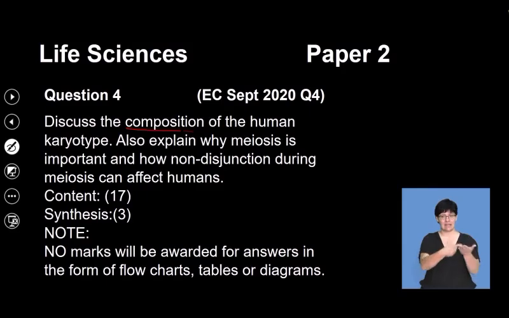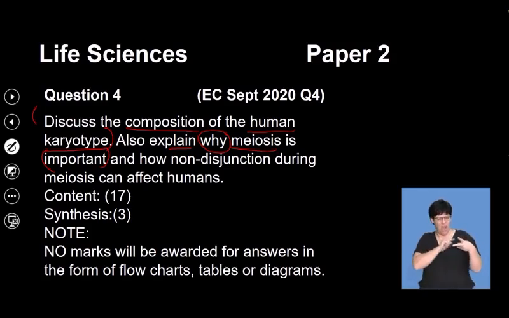So, discuss the composition of the human karyotype. So there's the first part. We've got to discuss the composition of the human karyotype. Also explain why meiosis is important. Okay, so that's the second part. So we've got to now explain why meiosis is important. And thirdly, they talk about how non-disjunction during meiosis can affect humans.